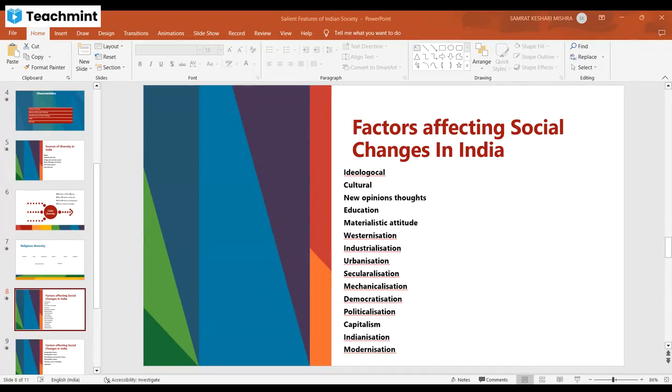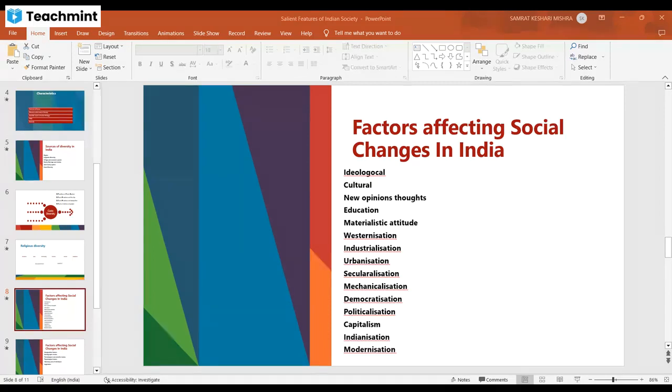It is not only about the increase in production or expansion of business. Then Indianization. What does Indianization mean? Making everything Indian. That is Indianization. Then modernization. Modernization is a process where we bring about change in the value system, and institutional modifications.